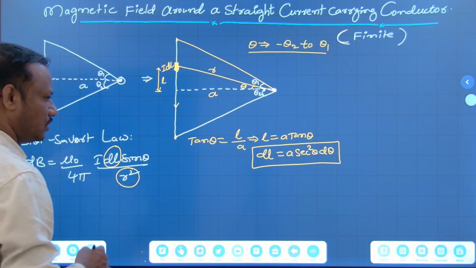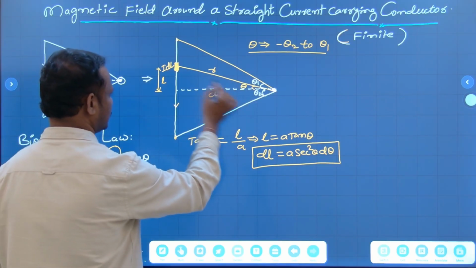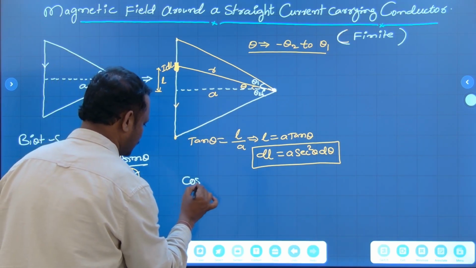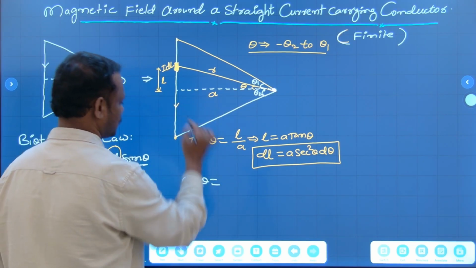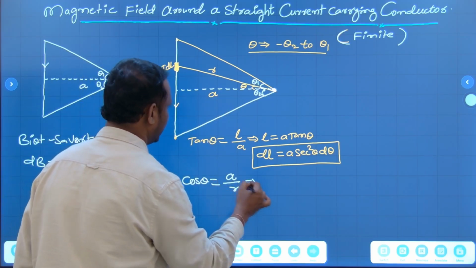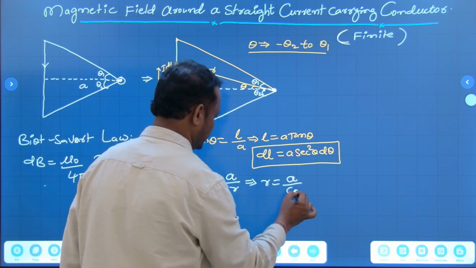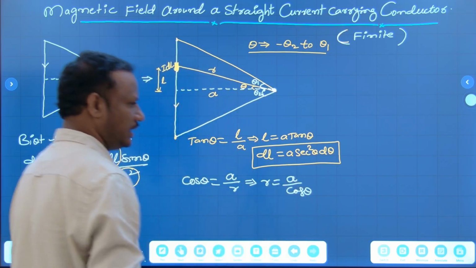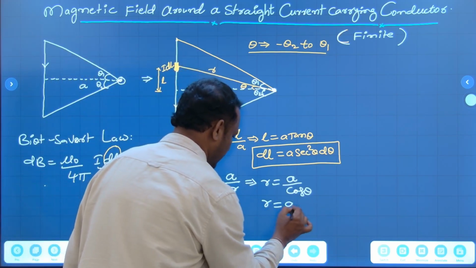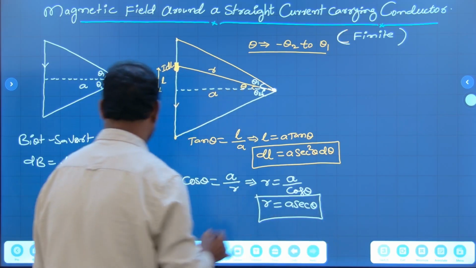Now I want to know what R is. From the same triangle, cos theta is equal to adjacent by hypotenuse, A by R. Then R is equal to A by cos theta, that is, R is equal to A secant theta.